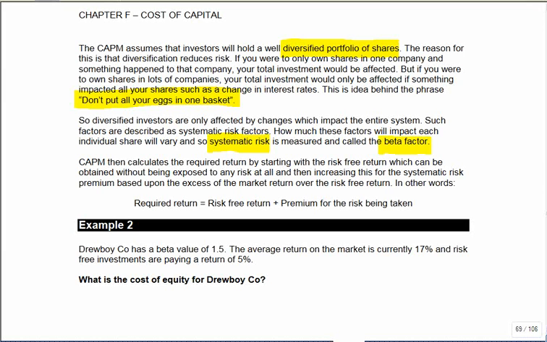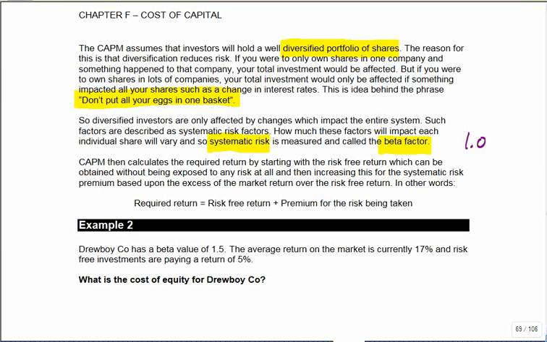And the betas aren't measured as a percentage, they're measured as a number. And the whole market as a whole has a beta factor of 1. So if you like, that's your average. So if your beta is above 1, you've got more risk than the average. You're the holiday company. And if you've got a beta of less than 1, you're the supermarket. You've got a lower risk than average.